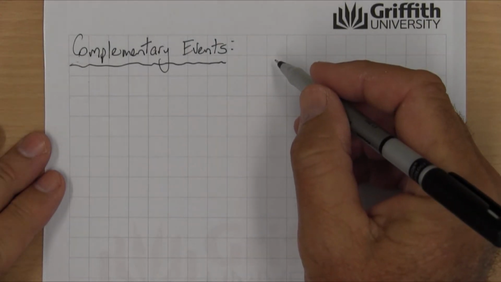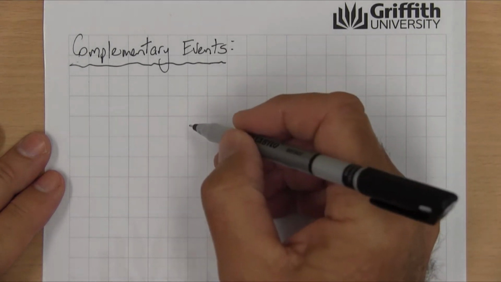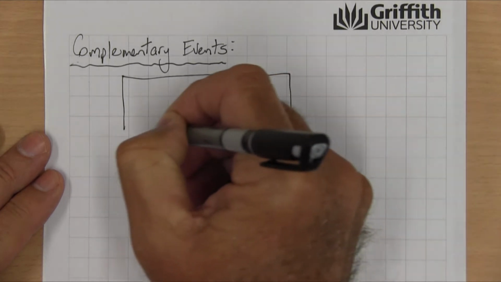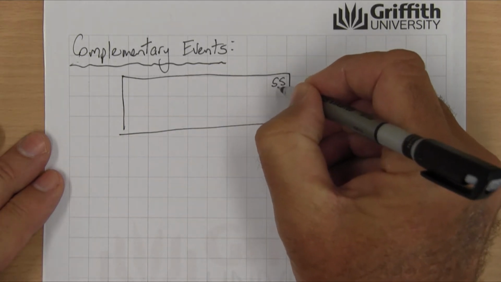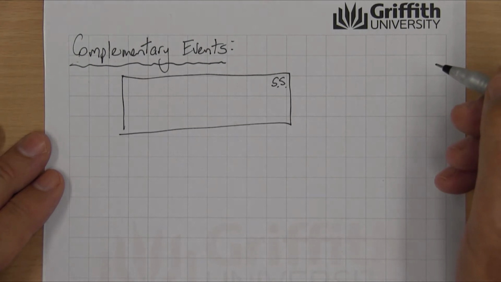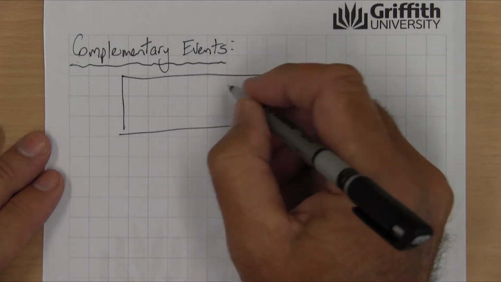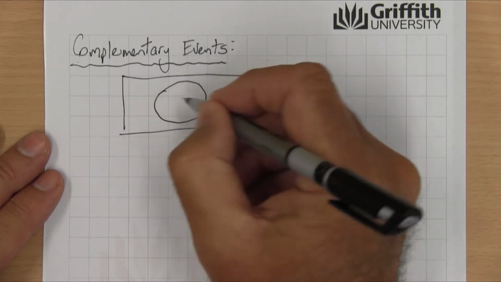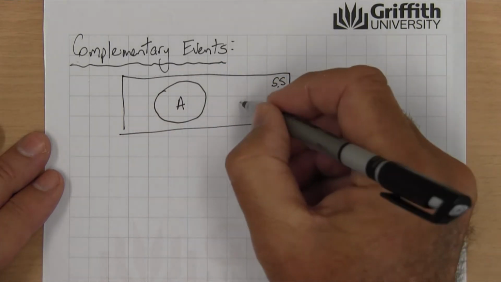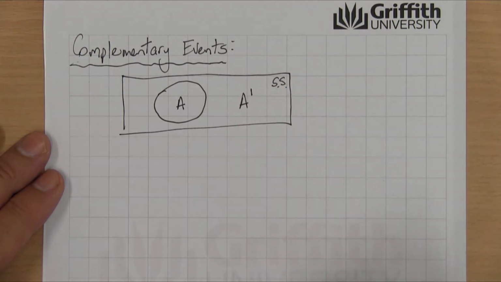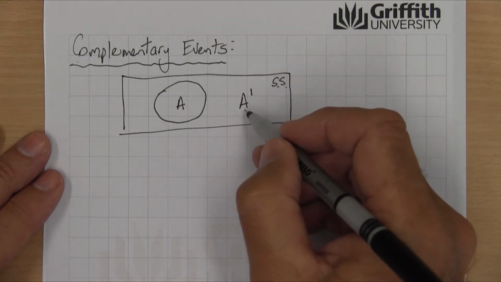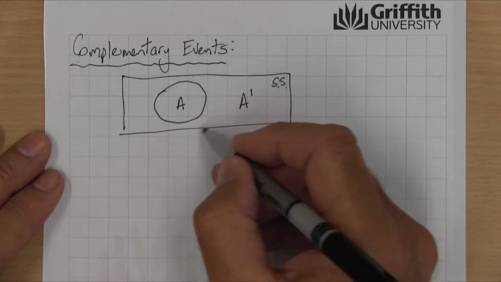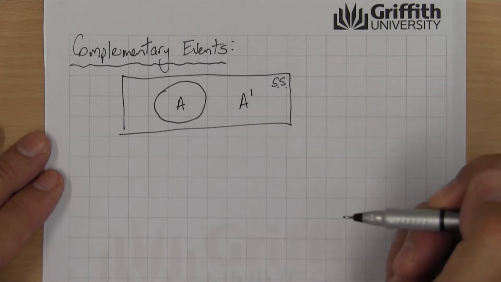Complementary events are probably best described with a diagram. Once again, if this is all the sample space and this is event A, then everything else is not event A. We call it A dashed, which is the complement of A. It's everything else, so it's all other outcomes other than A.